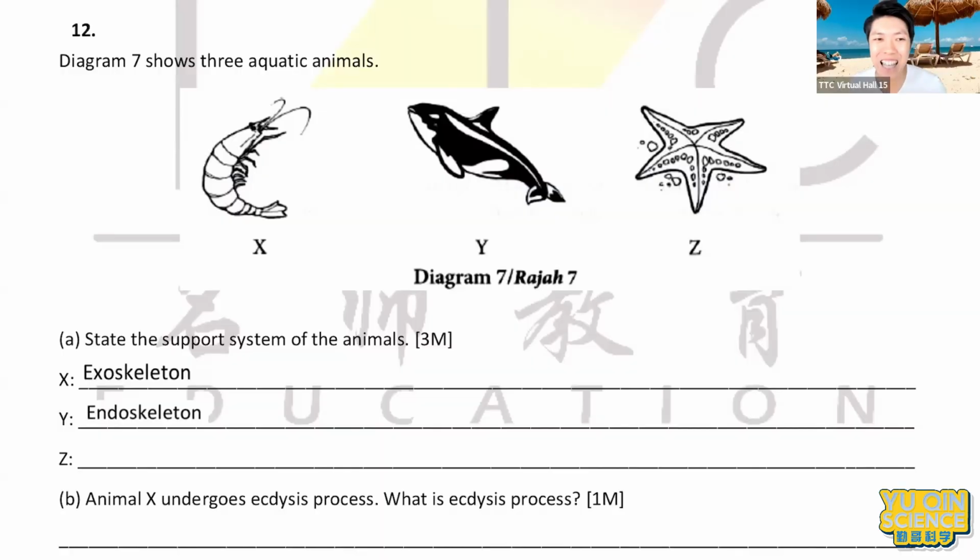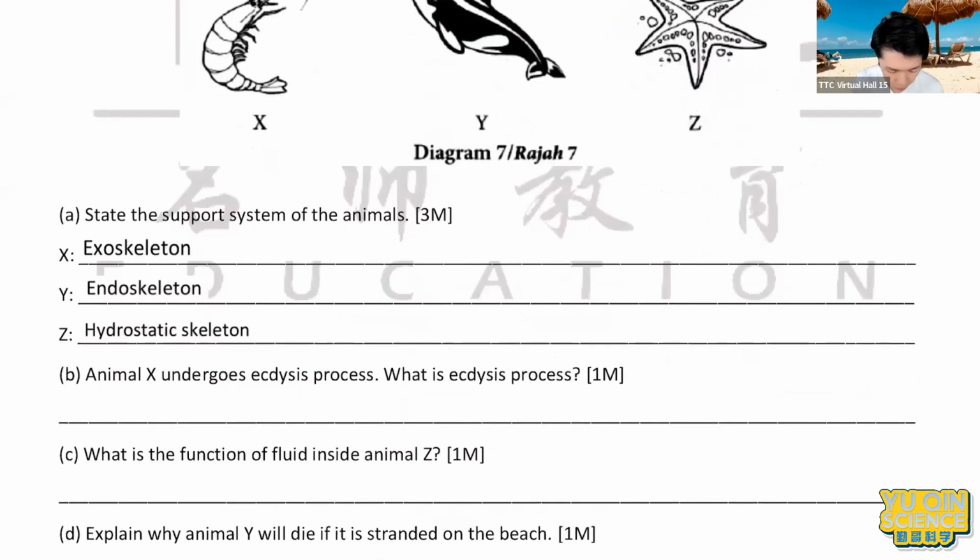And then Z is starfish. Starfish is like jellyfish, right? Soft one, right? Okay, so that has to be hydrostatic skeletons. That's only total 3 types. Okay, nice. Okay, easy.